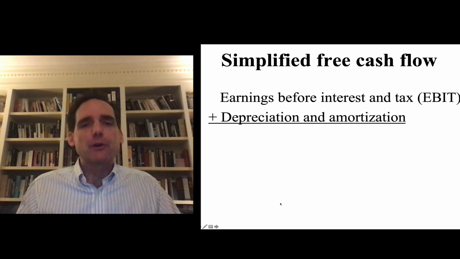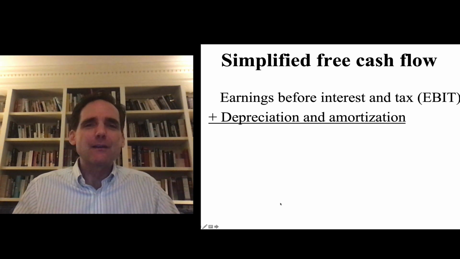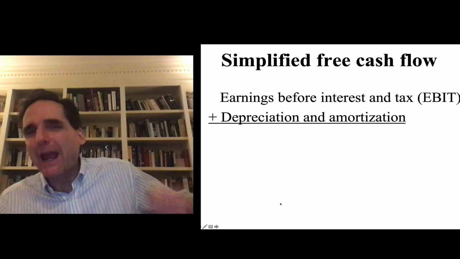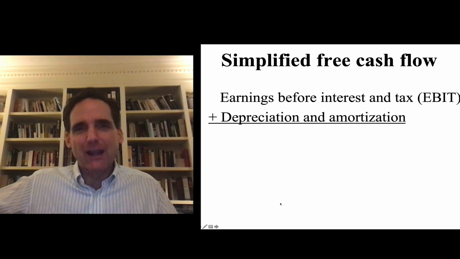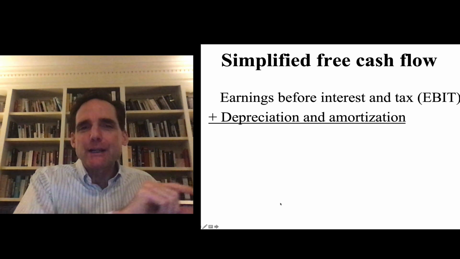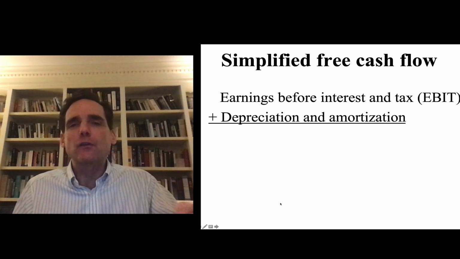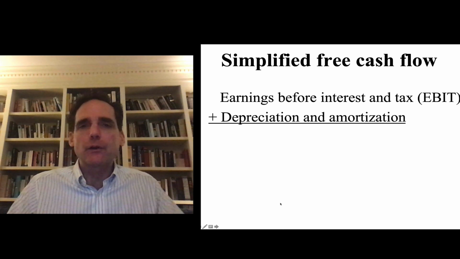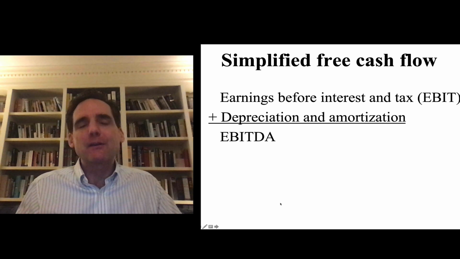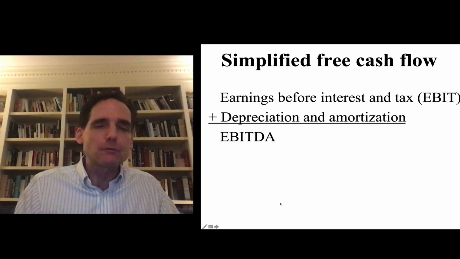Then we add back depreciation and amortization. And you'll talk more about this in your accounting class, but the basic idea is these are charges that appear on your income statement, but there's no cash out of pocket. You've already paid that cash in the past, and now you're just charging a chunk of it every year, but no cash is coming out of your pocket for depreciation and amortization. So we're going to add that back to our earnings before interest and tax. When we add those together, what we get is EBITDA. So that's earnings before interest and tax, depreciation, and amortization.